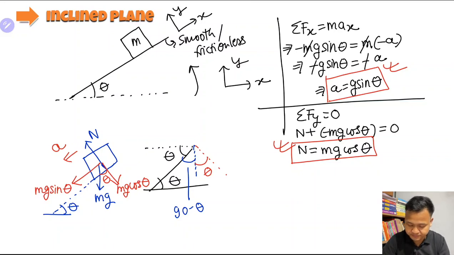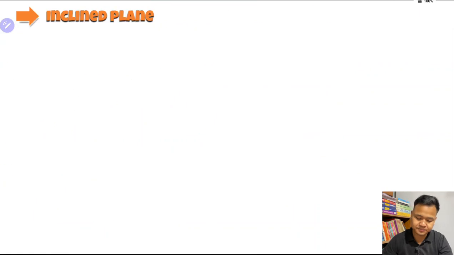For a smooth inclined plane, you should at least remember this too. Okay, acceleration will be z sin theta and the normal force will be mz cos theta. Okay, so now let's see if the inclined plane has friction.